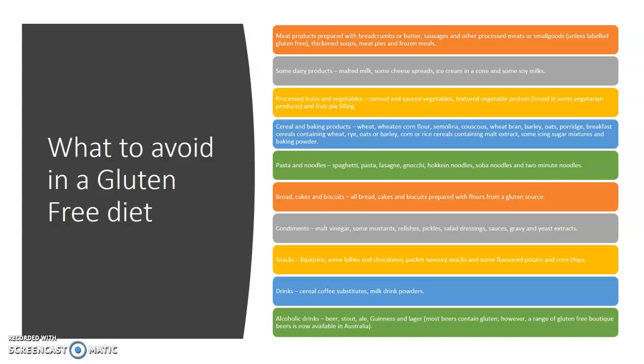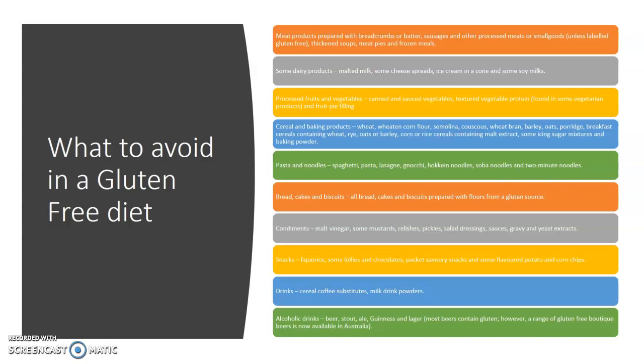Now, obviously, there are the obvious ones: bread, pasta, noodles. But then there are some things as well, like some alcoholic drinks. So beer, stout, ale, Guinness, lager. A lot of those contain gluten. Now, there are a range of gluten-free beers available now in Australia, but most mainstream beers are made using wheat, so they have gluten. A lot of coffee substitutes have gluten in them as a drying starch. Obviously, breads and biscuits, a lot of them do.